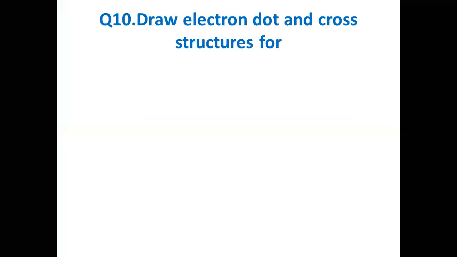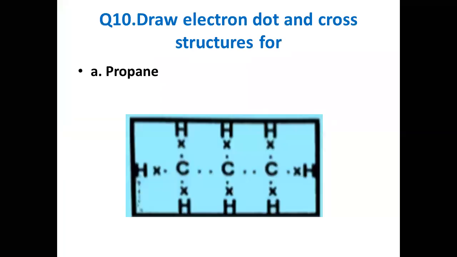Question number 10 is draw electron dot and cross structure of propane. Prop means a 3 carbon containing hydrocarbon, and ane means all the carbon-carbon bonds are single bonds. You can see that these dots are electrons of these 3 carbon atoms, and the crosses are the electrons of hydrogen atoms. So hydrogen and carbon will make single covalent bonds, and you can also see that all the carbon atoms are making single covalent bonds. So this is the electron dot and cross structure for propane.